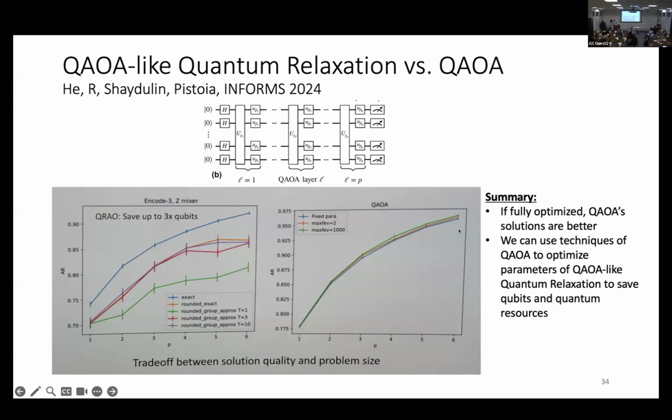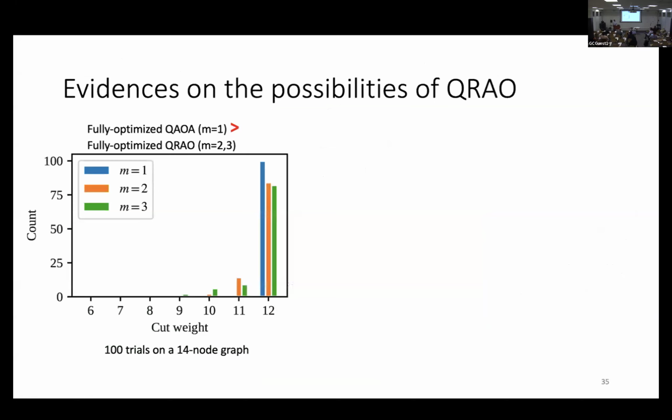So if fully optimized QAOA solutions are better, the message here is that any techniques for optimization of QAOA we can also use for quantum relaxation. And indeed, this is what I think is very intriguing. If we do direct optimization, one qubit for one variable, with QAOA or a diagonal Hamiltonian, we use a small graph of 14 nodes and repeat this optimization over 100 trials. If we find the true ground state, m equal 1 is QAOA, right? So you always get the true optimal by QAOA. You get optimality with probability 1, nothing else.